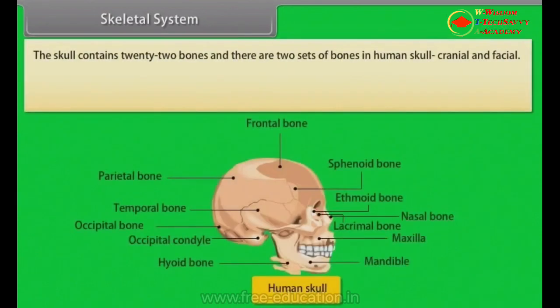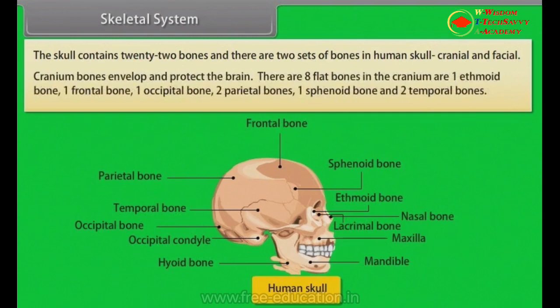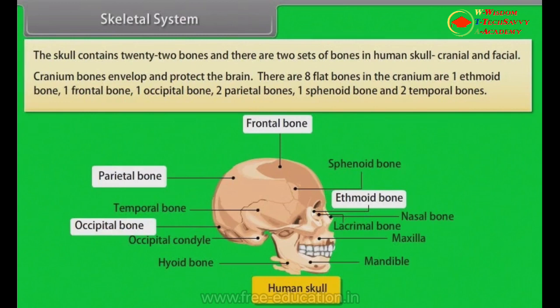The skull contains 22 bones, and there are 2 sets of bones in the human skull, cranial and facial. Cranium bones envelop and protect the brain. There are 8 flat bones in the cranium: 1 ethmoid bone, 1 frontal bone, 1 occipital bone, 2 parietal bones, 1 sphenoid bone and 2 temporal bones.